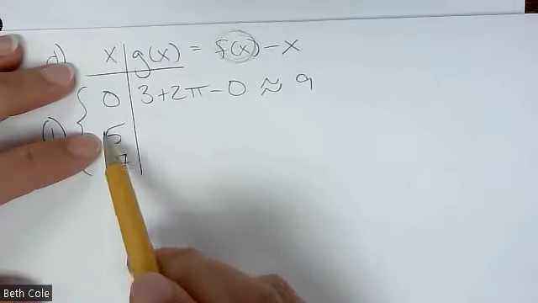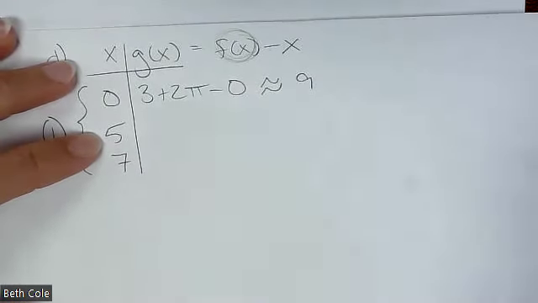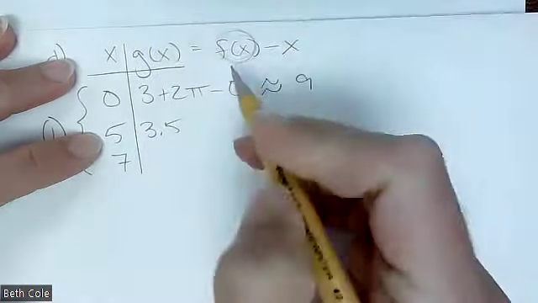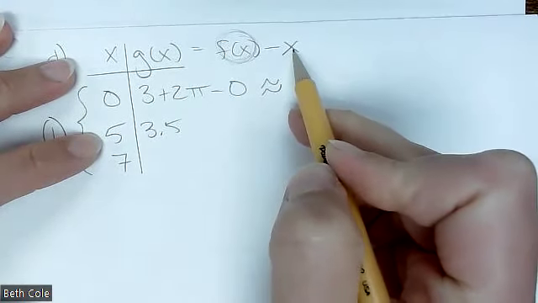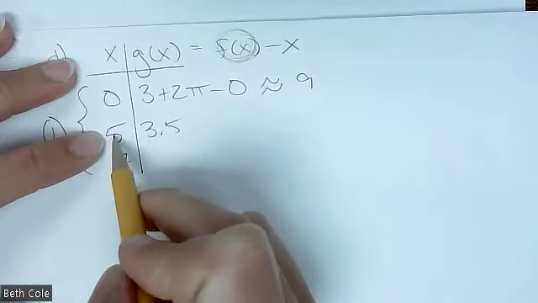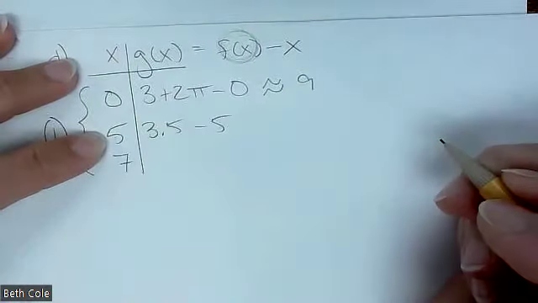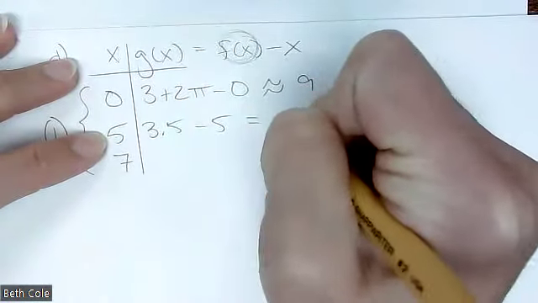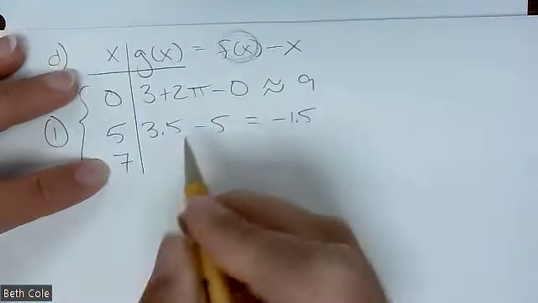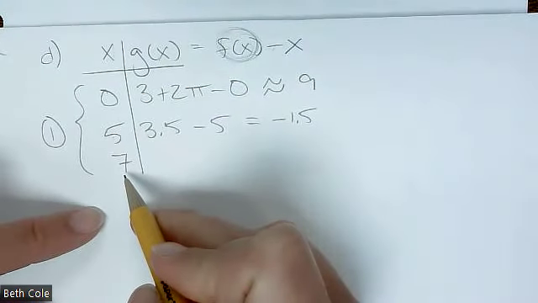All right, what was f of 5 from part A? 3.5. That's this part. And then it's minus x, which is 5. So 3.5 minus 5, negative 1.5.